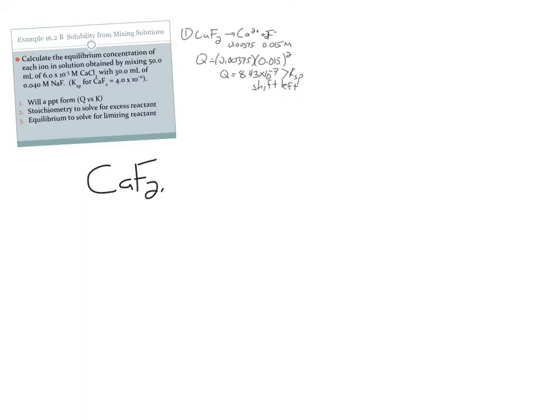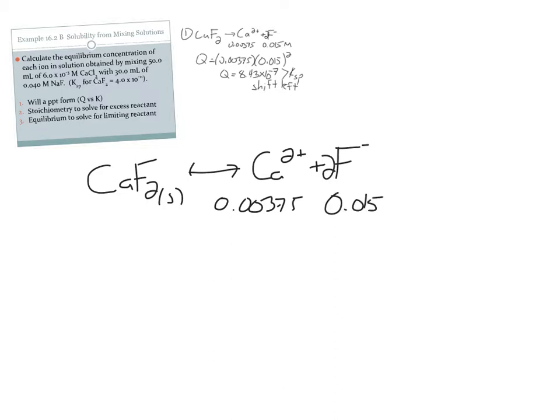So calcium fluoride makes calcium 2 plus and 2 fluoride minuses, so 0.00375, and then the 0.015 molar fluoride. And remember, these are already in molarities this time, so this is not moles. We've already accounted for the final volumes. You can do stoichiometry this way.